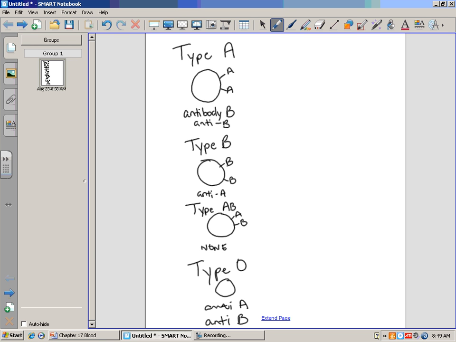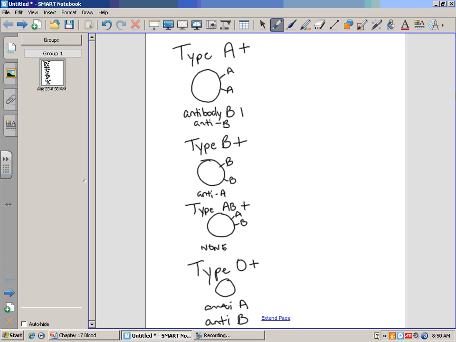Positive and negative refers to another very important protein we sometimes see on people's red blood cells. It's called the Rh antigen. If you are positive, you have the Rh antigen. If you are negative, you do not have the Rh antigen. So let's change this side to our positives, and then we'll do the negatives right next to it.